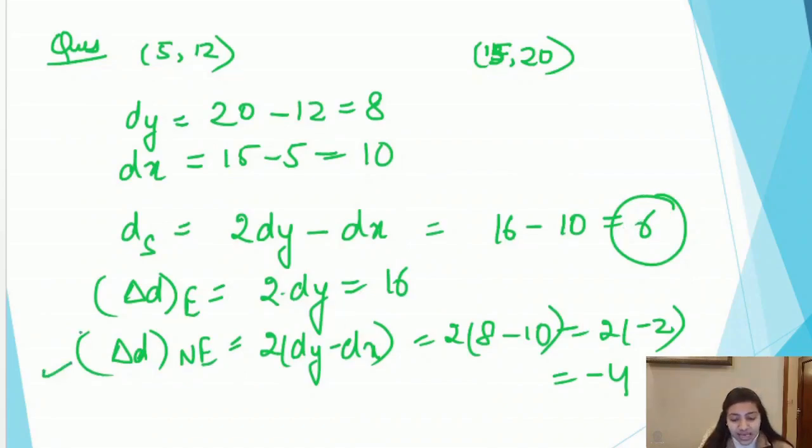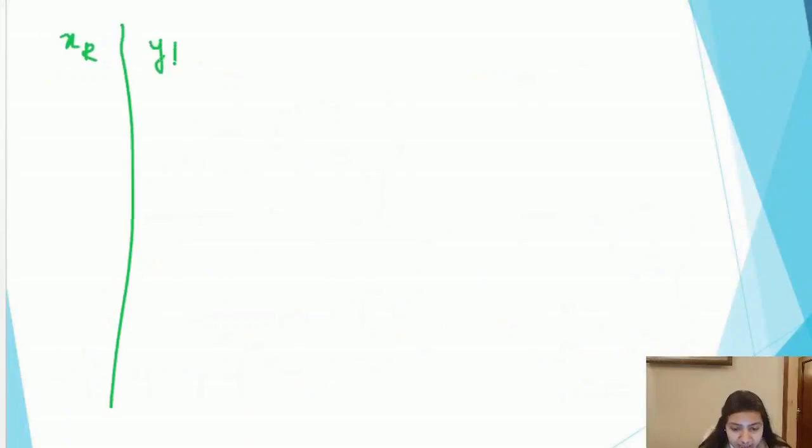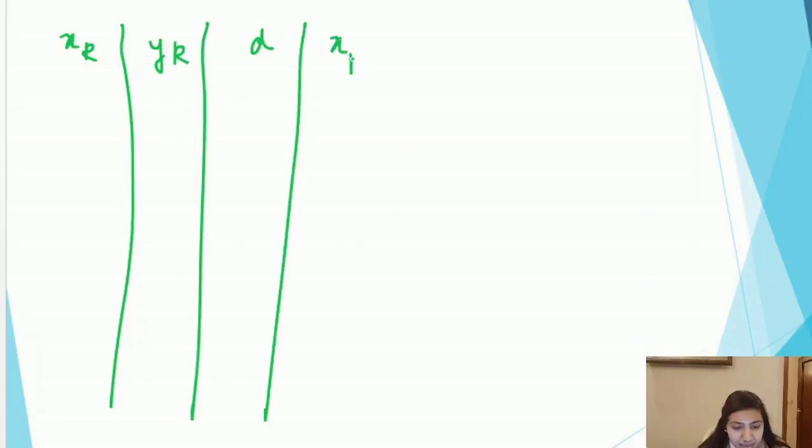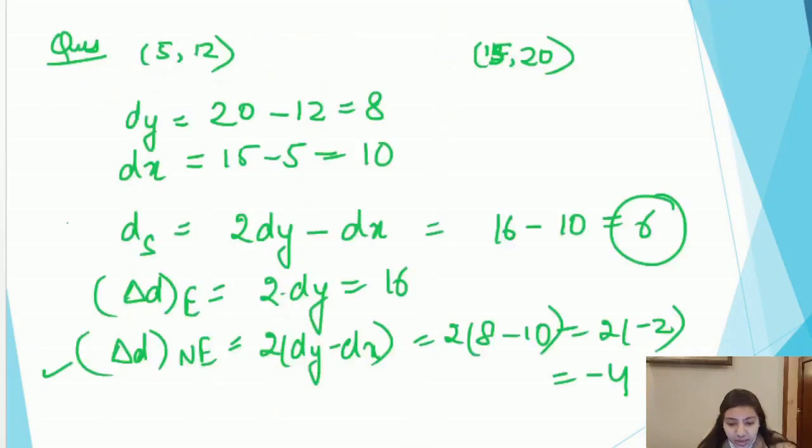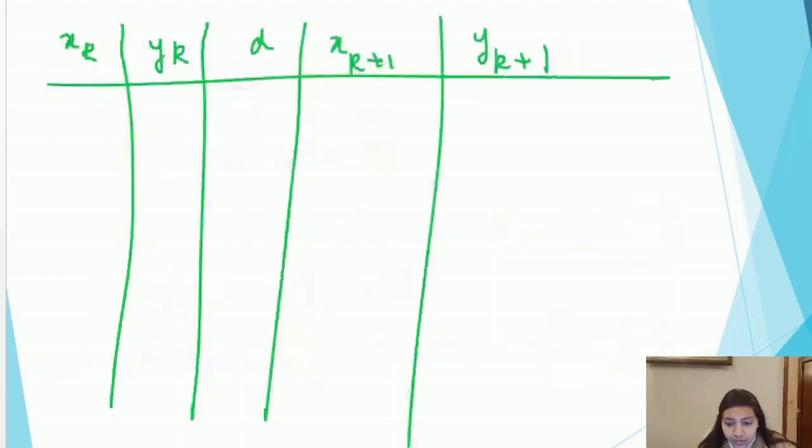So now let's calculate our pixels. This represents our initial value of xk, this is the initial value of y, then this is the value of d, and this is the next pixel that we will calculate. The first point, we are given the starting point as 5, 12. So this is 5, this is 12.